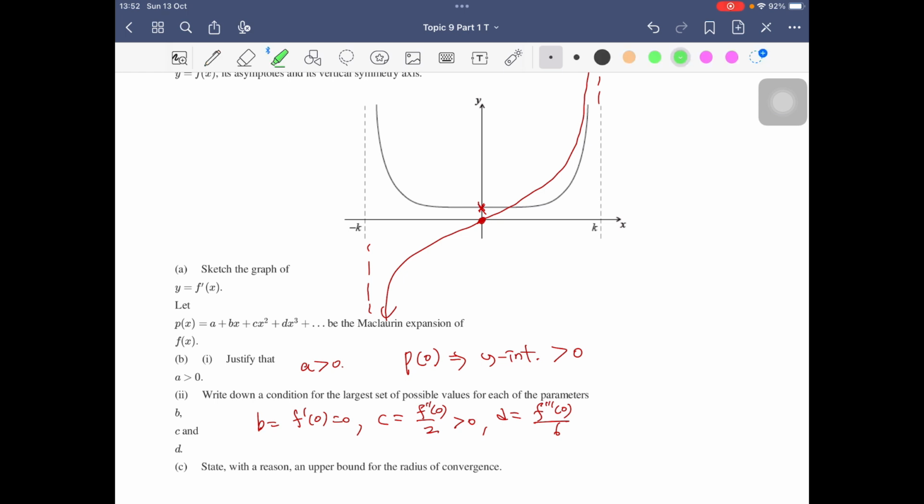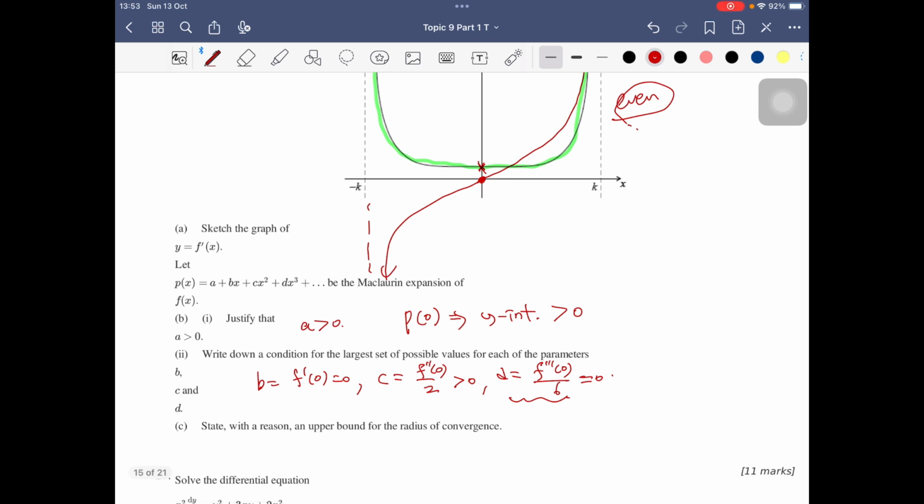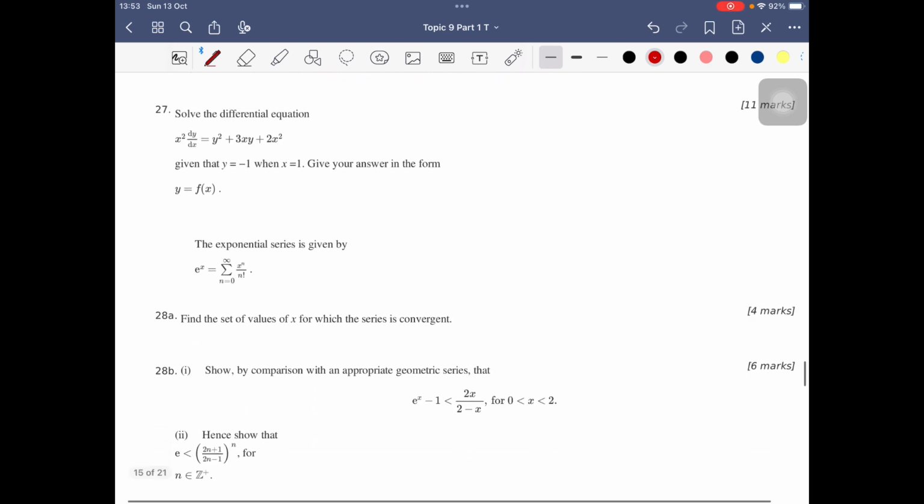And we need to see this graph. It is an even function. So for an even function, we need to remove the factors of the odd side. So this is the coefficient of x cubed, which should be 0. So B is 0, C is larger than 0, D is 0. And this is not on our curriculum.